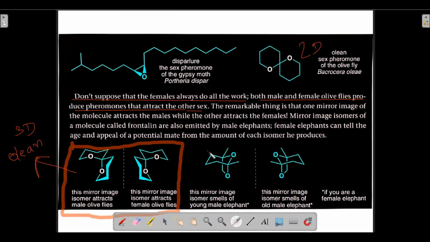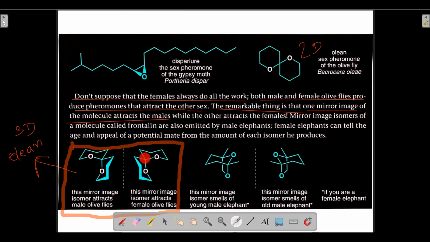Both male and female olive flies produce pheromones like this that attract the other sex. Other sex means opposite sex. The remarkable thing is that one mirror image of the molecule attracts the males.